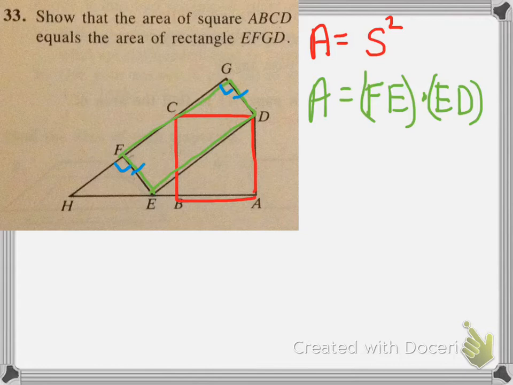So what we also have is some angles congruent. I know that ED is a transversal, so that angle GDC, this angle here, is congruent to that angle there. So those triangles are congruent. So this triangle here is congruent to that triangle there. So CGD is congruent to HFE.